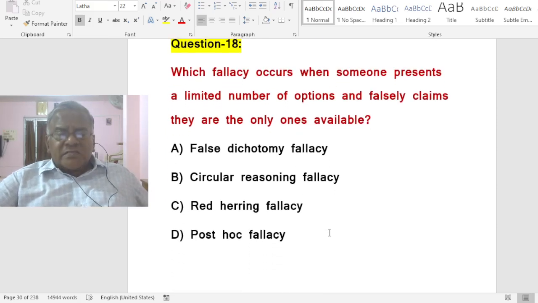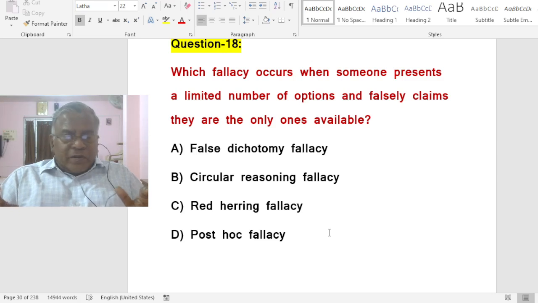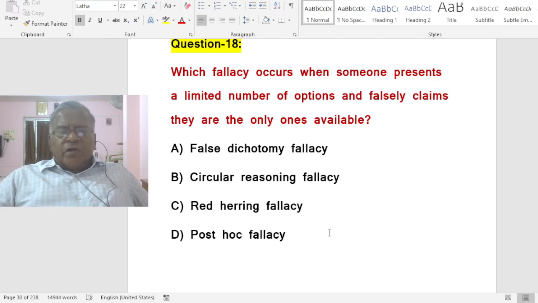What fallacy occurs when someone presents a limited number of options and falsely claims they are the only ones available? I hope you understood the point, no? Someone presents a limited number of options. These are the tools, 1, 2, 3, 4, 5, only that much. And then falsely claims that they are the only ones available. You make 5 statements as if they are true, but it may be more than that also. But somebody says only these 5 options are available, not anything else.